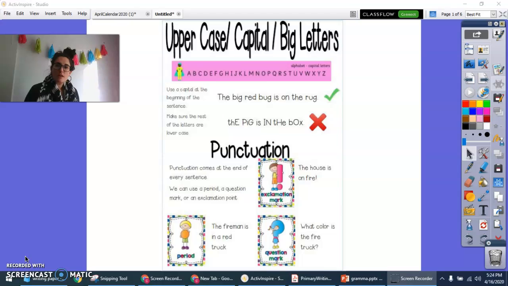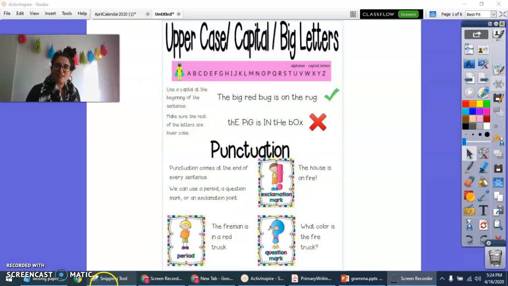I'm here with you to work on some uppercase, capital, or big letters as well as punctuation. So this week we're really going to be focused on making sure that we put uppercase letters and lowercase letters in the right spaces, and that we start our sentence with an uppercase letter and then we don't put any more in there because they don't belong in the middle of words.